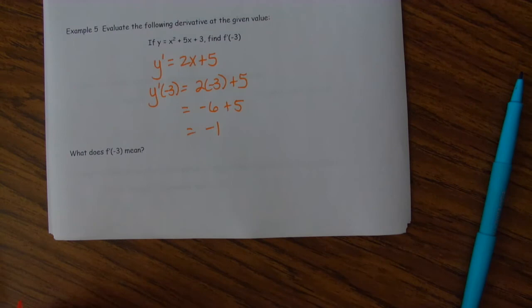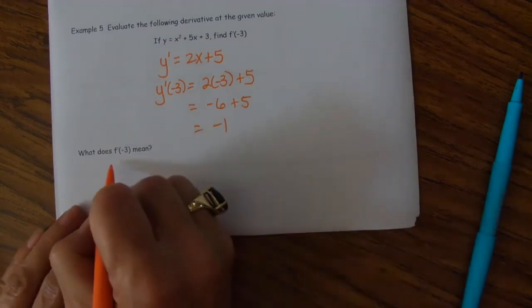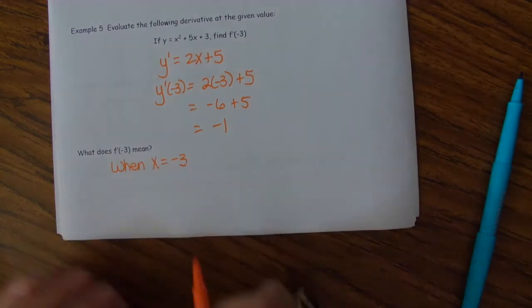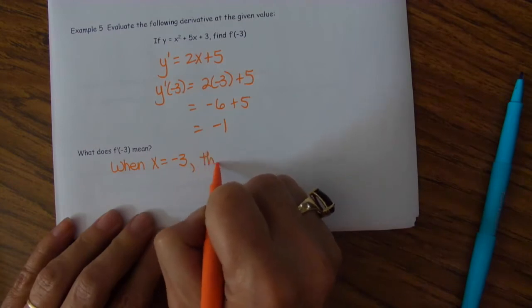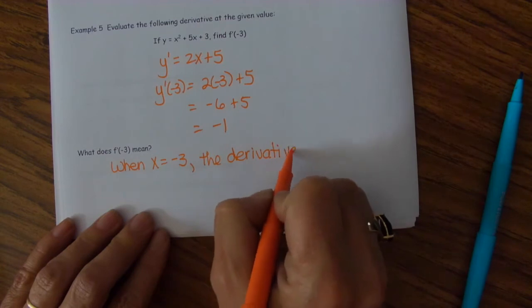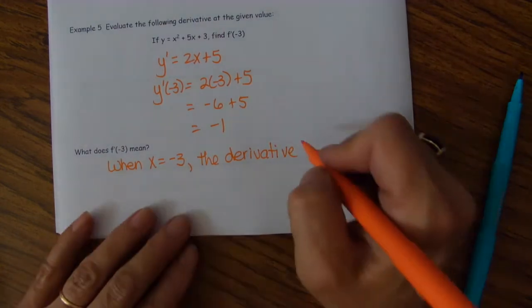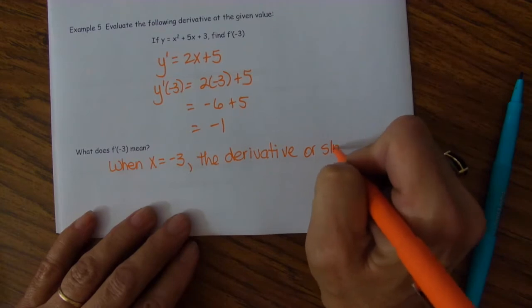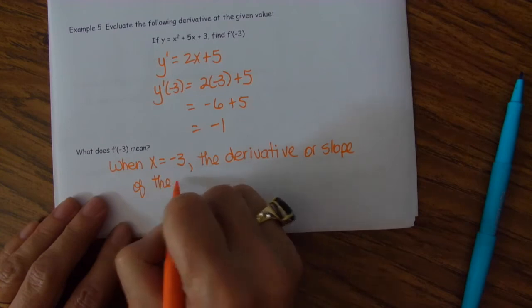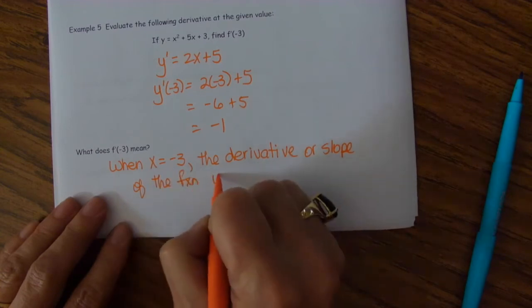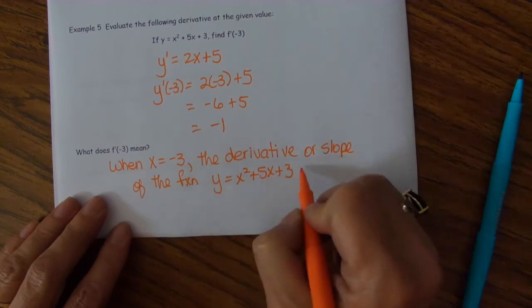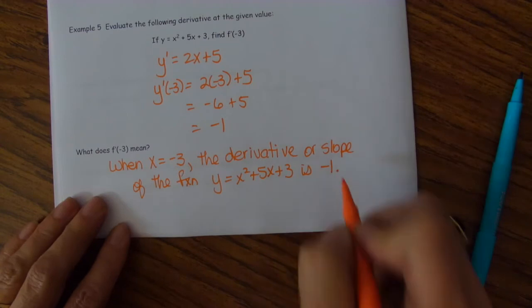What does f prime of -3 mean? That means when x equals -3, the derivative, and what's a better word for derivative that's meaningful to us? The slope. The derivative or slope of the function y equals x squared plus 5x plus 3 is -1.